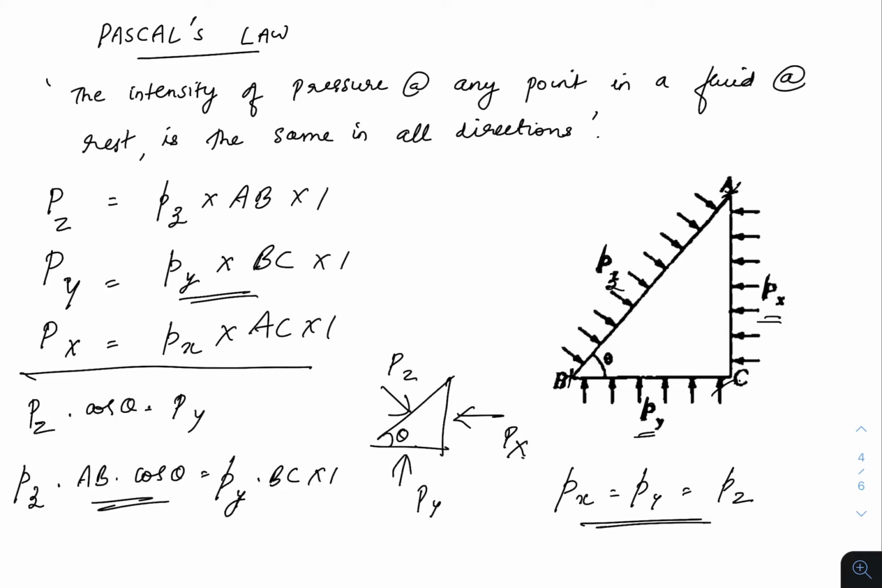But we know that AB cos theta is equal to BC. That is, here this is the hypotenuse, and hypotenuse into cos theta becomes BC. So this and this get cancelled out. From this you get that pz is equal to py.